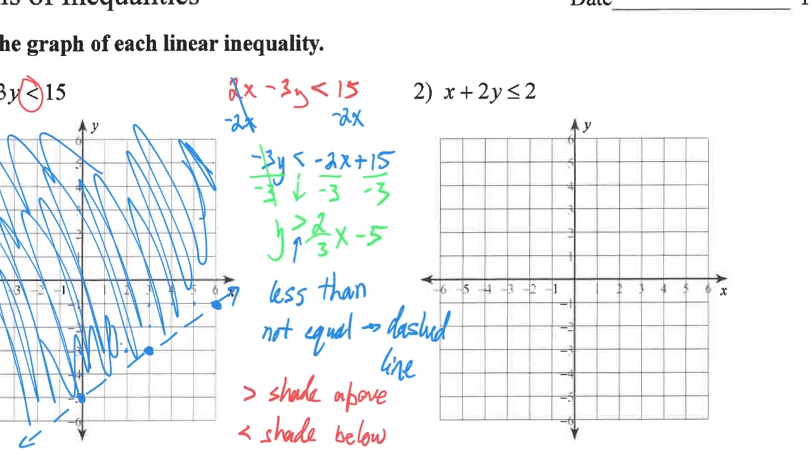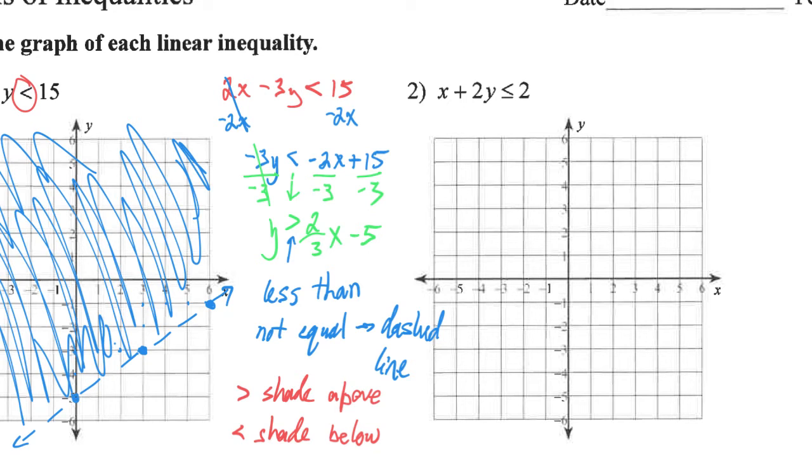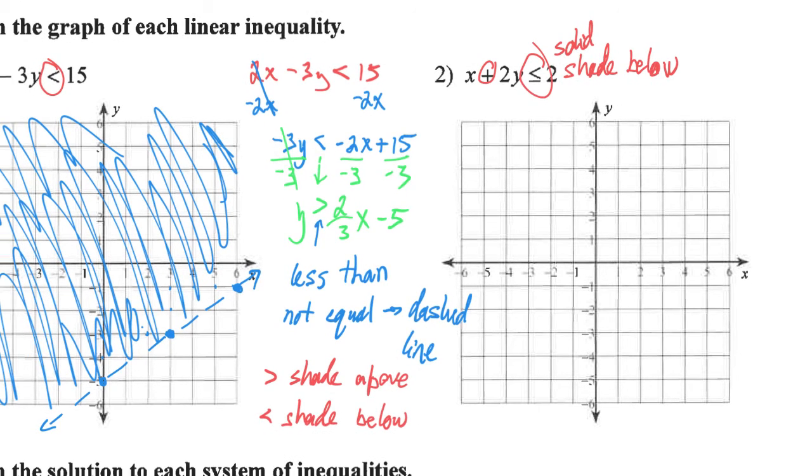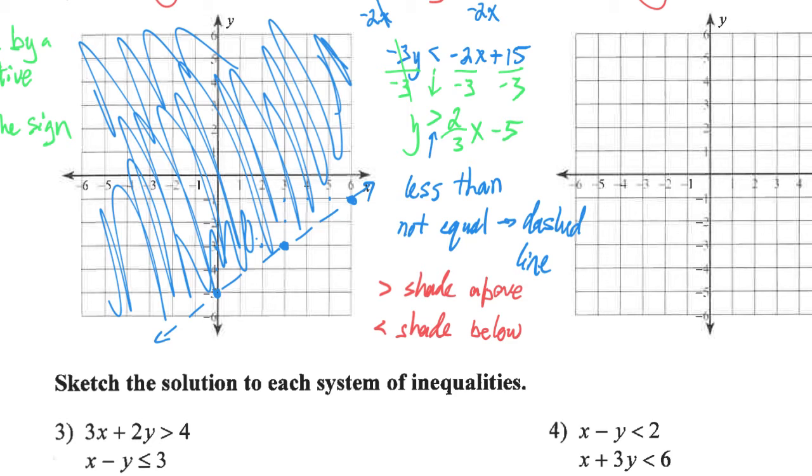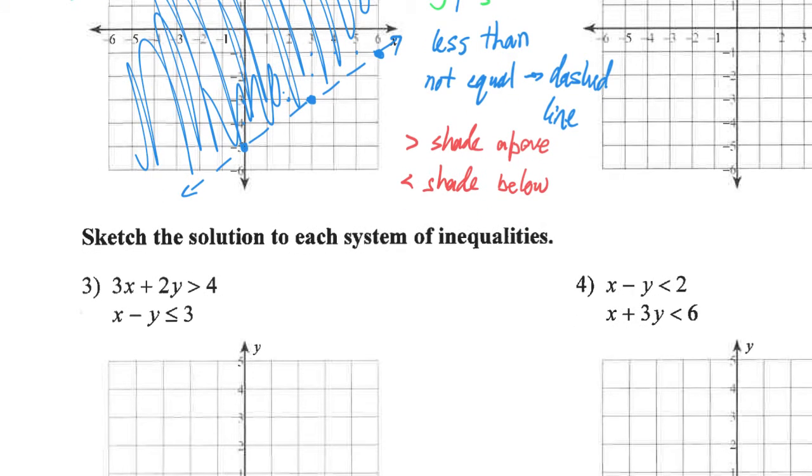So for number 2, okay, this is a less than or equal to sign. So this is going to be solid. Your line is going to be a solid line. And since it's a less than, and I'm not going to flip the sign because the 2 is positive, you're going to shade below. Okay, less than, shade below, greater than, shade above. Equal to, solid line, not equal to, dashed line. So that's the idea there.